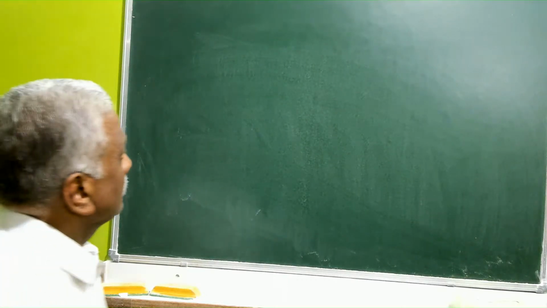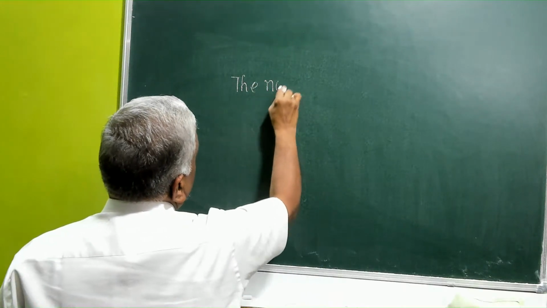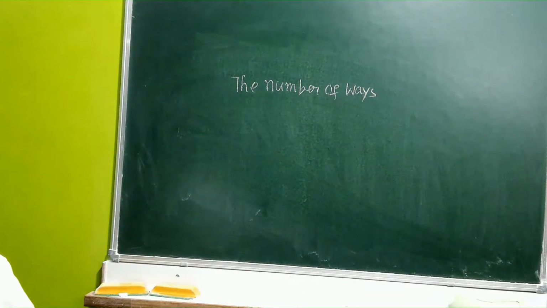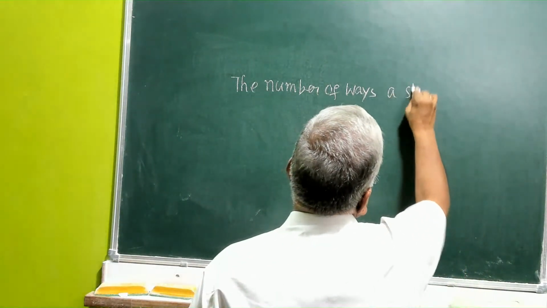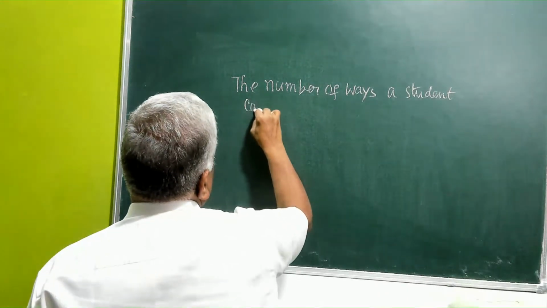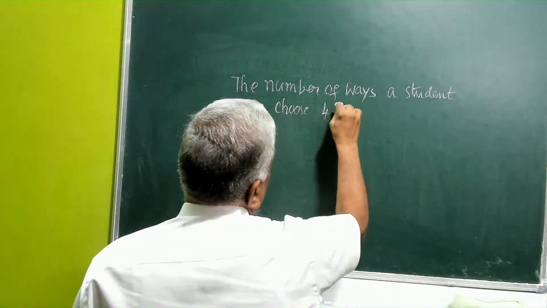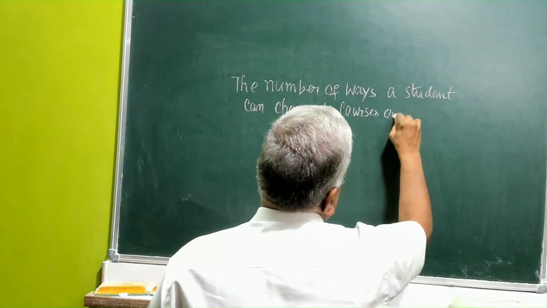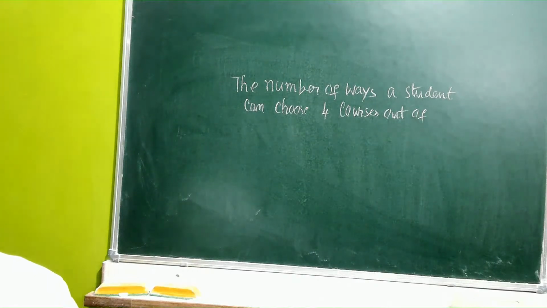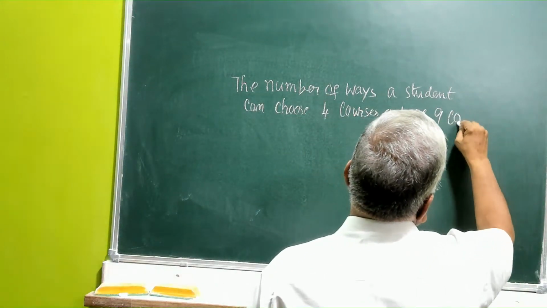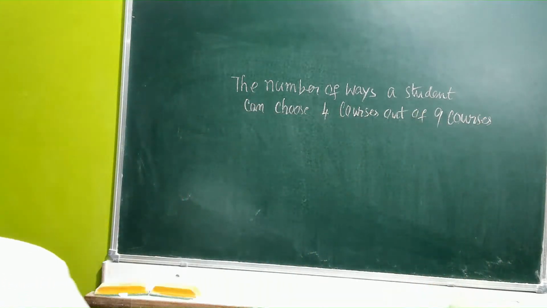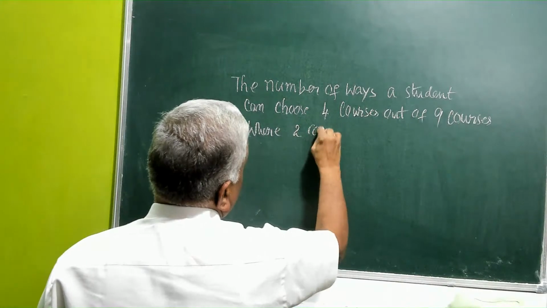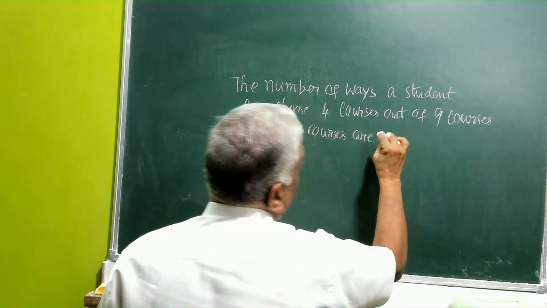The number of ways a student can choose 4 courses, 4 courses as subjects, out of 9 courses, where 2 courses are compulsory.